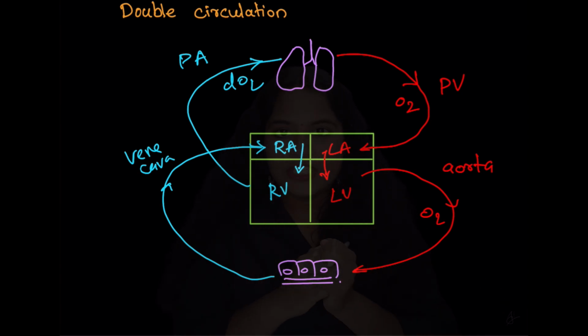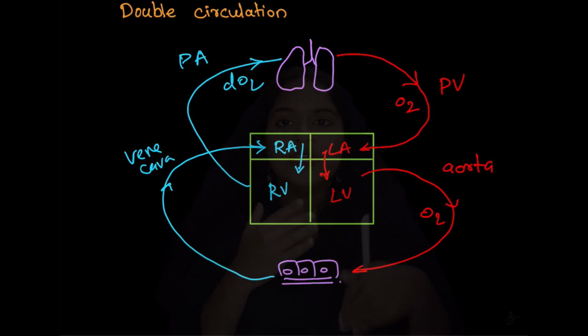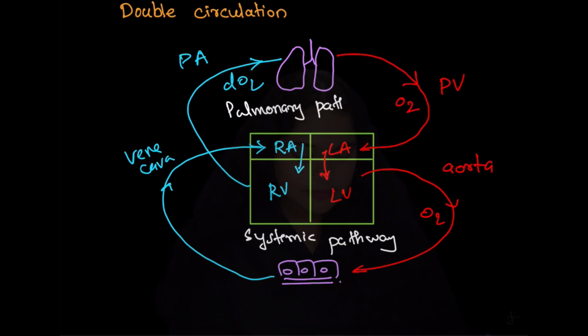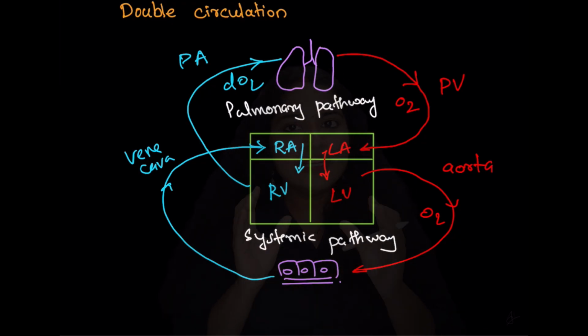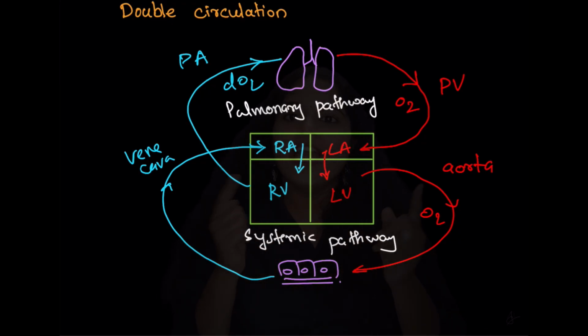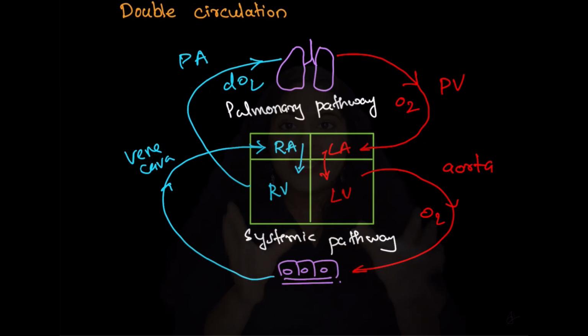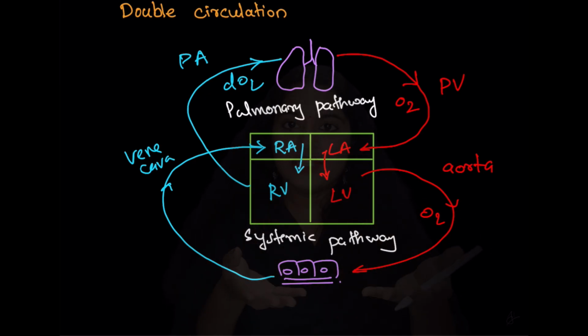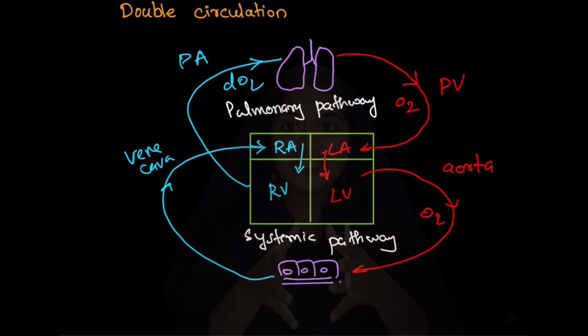And why is it called double circulation? Because it contains two circuits or two circular pathways. One is the systemic pathway and the other one is the pulmonary pathway. Also, blood will reach the heart two times, once as oxygenated and once as deoxygenated. That is why this type of circulation is called double circulation, and this type of circulation is achieved by all the animals with a four-chambered heart. And in this, mixing of oxygenated and deoxygenated blood will not take place.